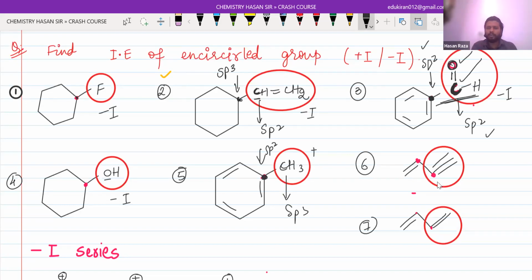Then moving to this part, this is your carbon which is sp, and this is your carbon which is sp2. The sp carbon is more electronegative, so this triply bonded one will be minus I. You can see this carbon is sp2, and this is also carbon with sp2, so there is no inductive effect. The inductive effect is zero here.